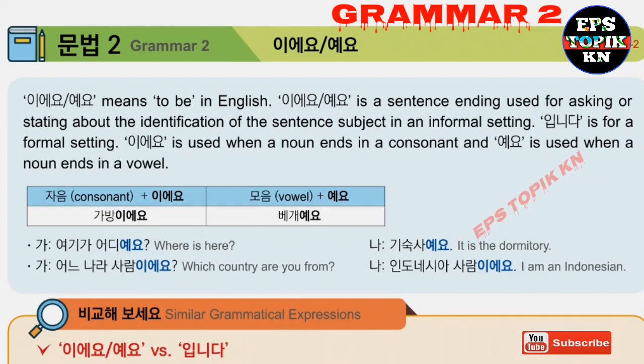However, unlike the formal ending 입니다, which is always spelled the same, 이에요 and 예요 has two versions. The difference is how it sounds. It's phonetic. 이에요 is used with a noun that ends in a consonant sound. Can you think of a noun in Korean that ends in a consonant sound? Right, how about 학생? What does that mean?